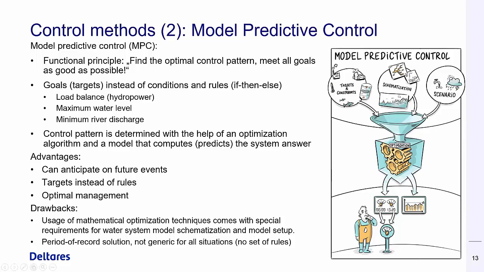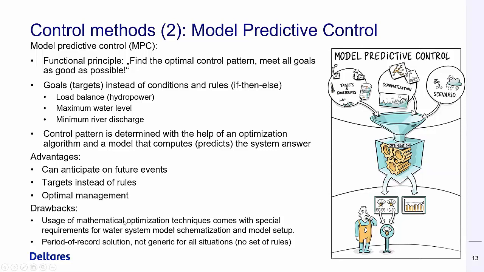And then this model gives a time series, and this is what the operator can choose to implement as reservoir operation. The advantage is it can anticipate future events as long as they are part of the scenario, because we don't look at only one time step but the whole forecasting range. We work with targets instead of rules, so we say what we want and not what should happen, and this can result in optimal management.